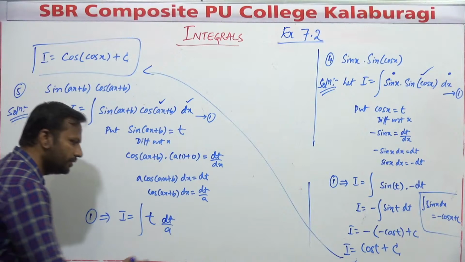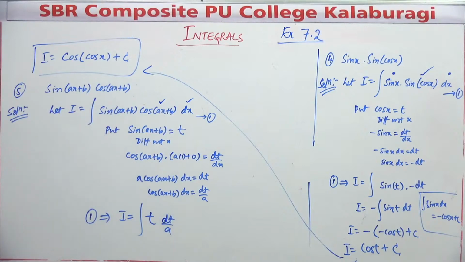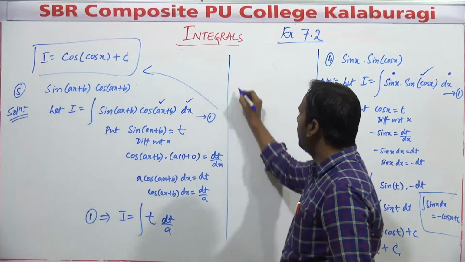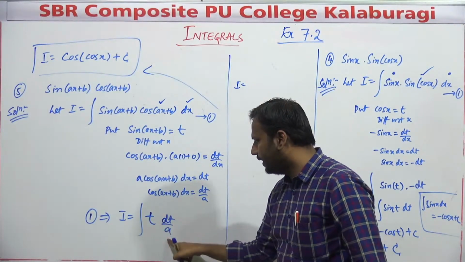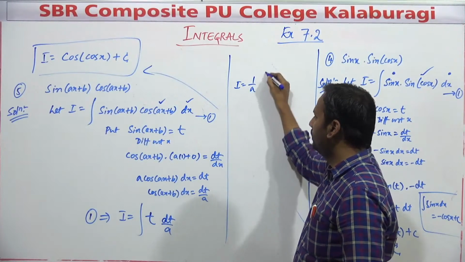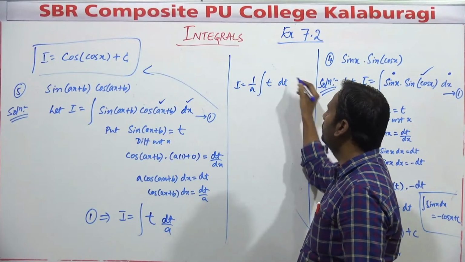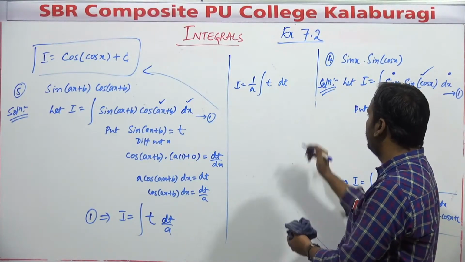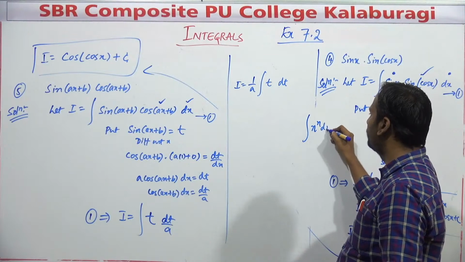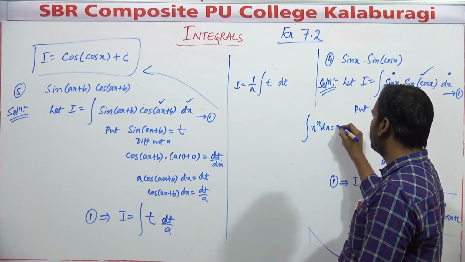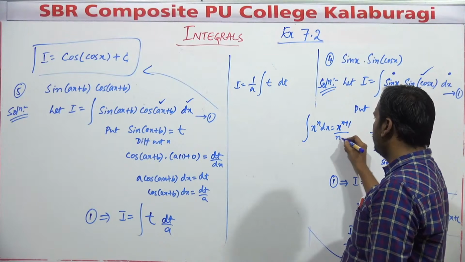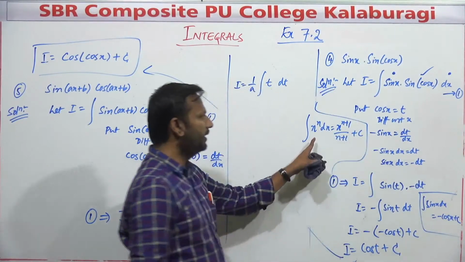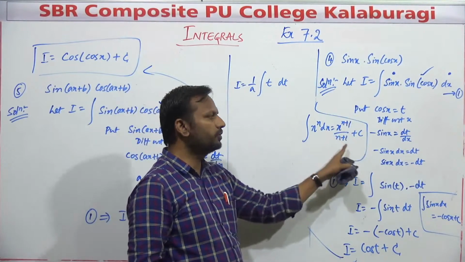So 1 by a is a constant. Take it outside the integration. In the next step, I is equal to 1 by a, constant taken outside the integration. So what remains? T into dt. We know this formula. What is the integration of x raised to n formula, students? X raised to n plus 1 by n plus 1 plus c. Do we know this formula, integration of x raised to n as x raised to n plus 1 by n plus 1?